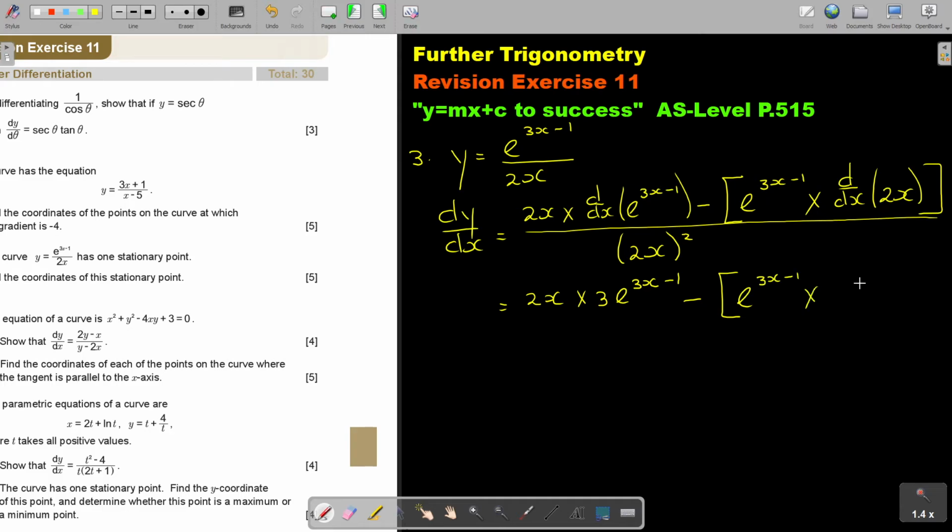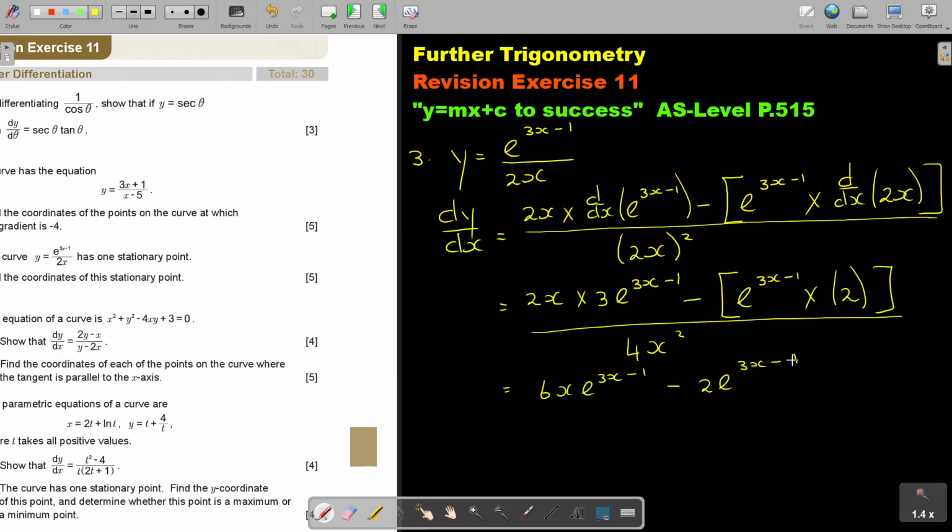And I differentiate this one, and it's just 2. I like to put it actually in brackets. And then I can square this one, so it's going to be 4x squared. And if I simplify this, this is going to be 6x e^(3x minus 1) minus 2e^(3x minus 1), that's going to be over 4x squared. Okay. Now, I can first leave it like this. I can now take out something and cancel, but just leave it like this.